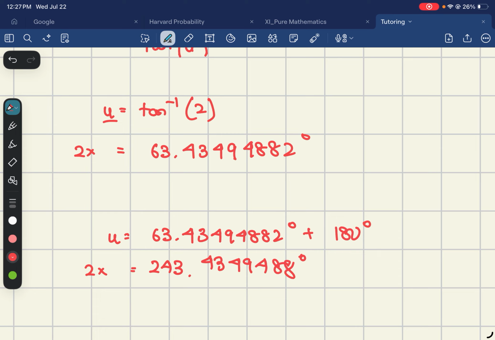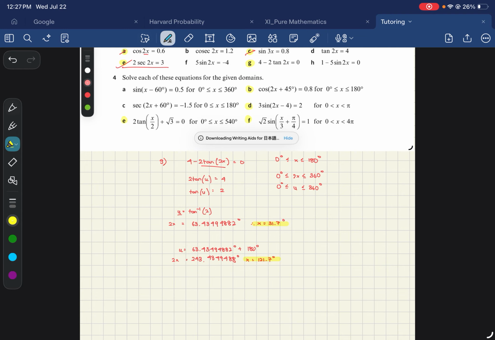243.4349488 degrees. So therefore, x from this is going to be 31.7 degrees, and x from this, to one decimal place, if you divide by 2, is going to be 121.7 degrees. So 31.7 and 121.7 are the two solutions. All right, and we're done.